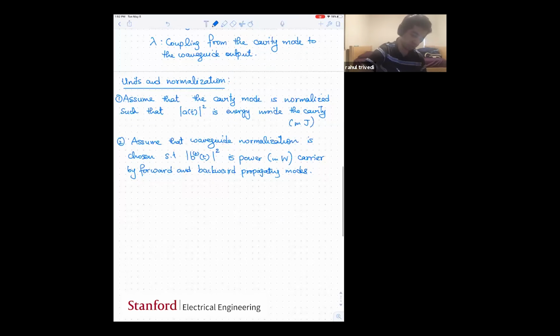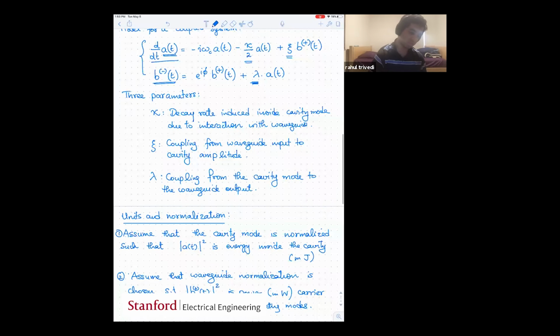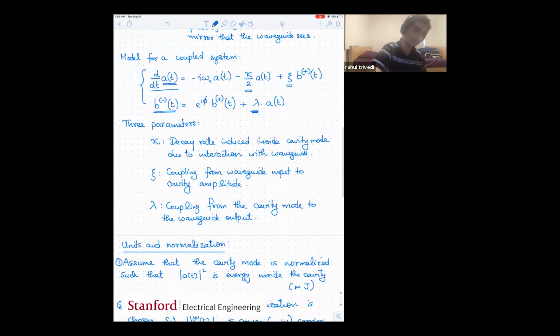Okay, so this is how we are going to assume our normalization. The units of A of t are just square root of energy, so square root of joules, and the units of B plus minus of t are just square root of watts. Does this make sense? This is just a consequence of the way we are choosing a normalization. And then you could immediately from these equations, so let me copy these equations here.